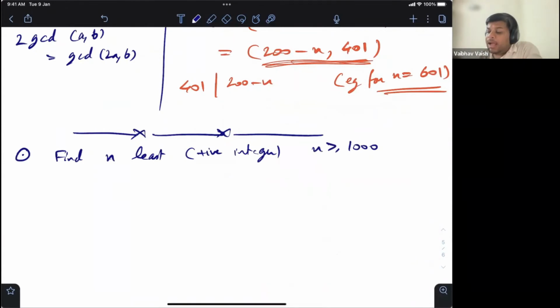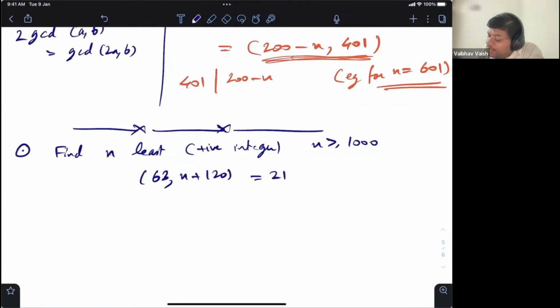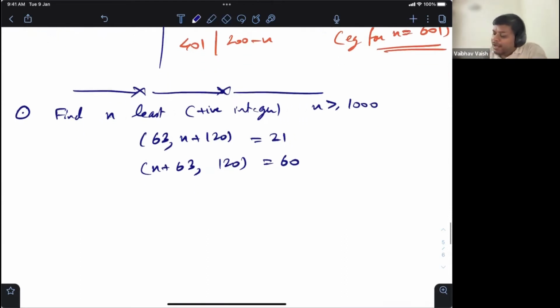Such that GCD of 63 comma n plus 120 equals 21, and GCD of n plus 63 comma 120 equals 60. This is something that can appear in IOQM, except that they would not ask for n, but because they are constrained by how their multiple choices have to look, they will ask for the sum of digits of n or something like that. So maybe find the sum of digits of n.